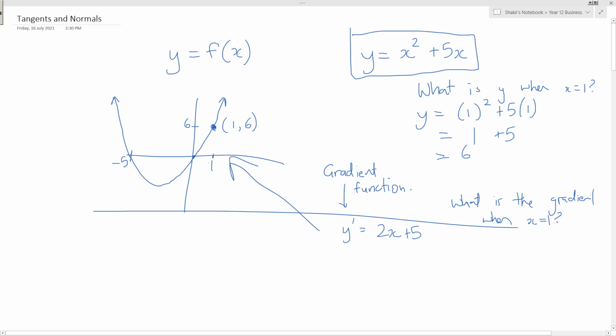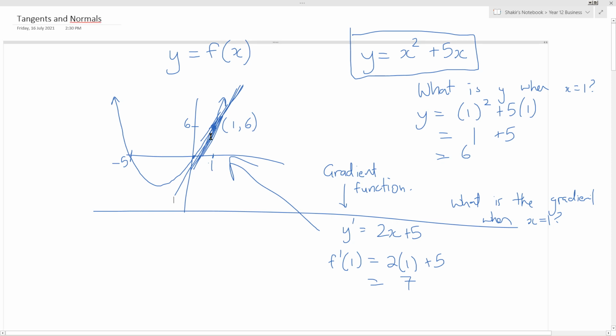Well, to find the gradient, I need y dash, and then you just sub x equal to 1 in. So f prime of 1 is equal to 2 times 1 plus 5. 2 times 1 is 2, plus 5 is 7. The gradient of that curve is 7. That's rising by 7 for every 1 unit that you go across. Hopefully you've understood so far.